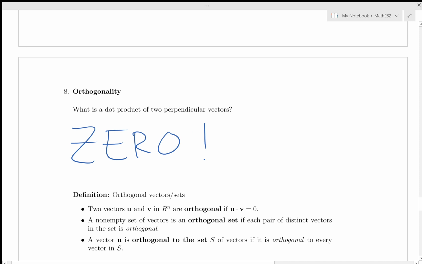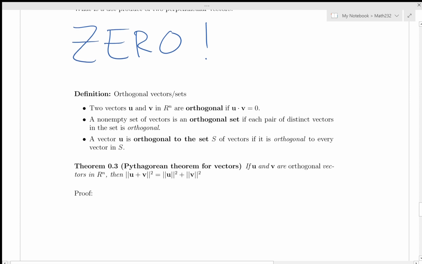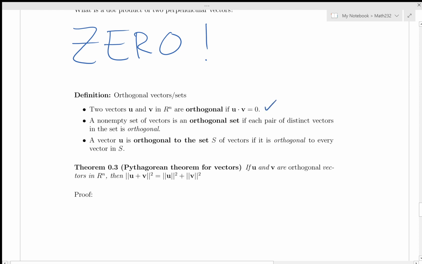Okay, the dot product of 2 perpendicular vectors is 0. So that's a major way of telling if 2 vectors are perpendicular. You're given 2 vectors. You're like, are these things perpendicular or not? You take the dot product. If it comes out to 0, you can happily answer the question in the affirmative. Okay, so 2 vectors are orthogonal. That's what that's telling you if the dot product is 0.